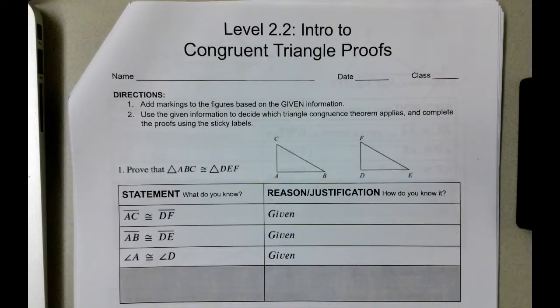Today we are going to be looking at level 2.2, Intro to Congruent Triangle Proofs. And the directions are really quite helpful. Add markings to the figures based on the given information. And then we're going to use the given information to decide which triangle congruence theorem applies and complete the proofs. And I am not going to use sticky labels, but here we go.